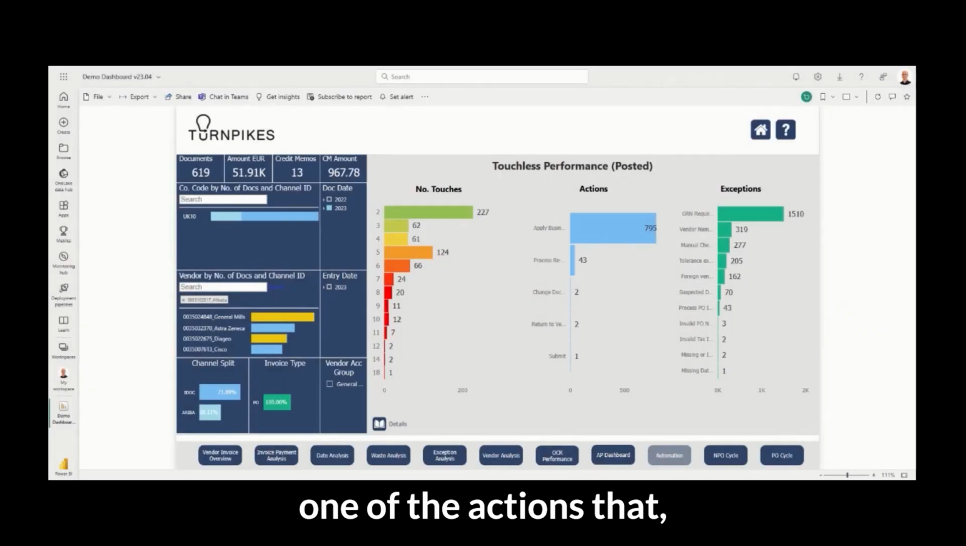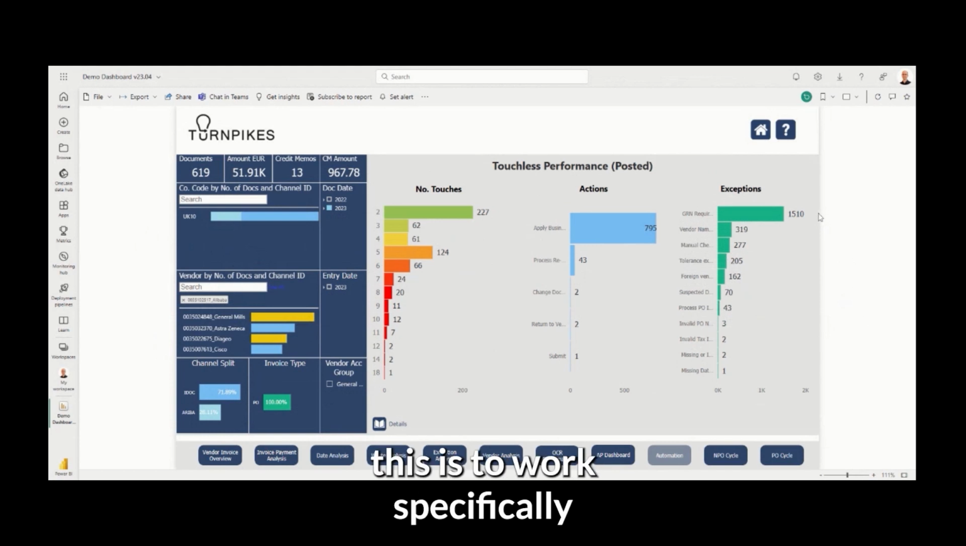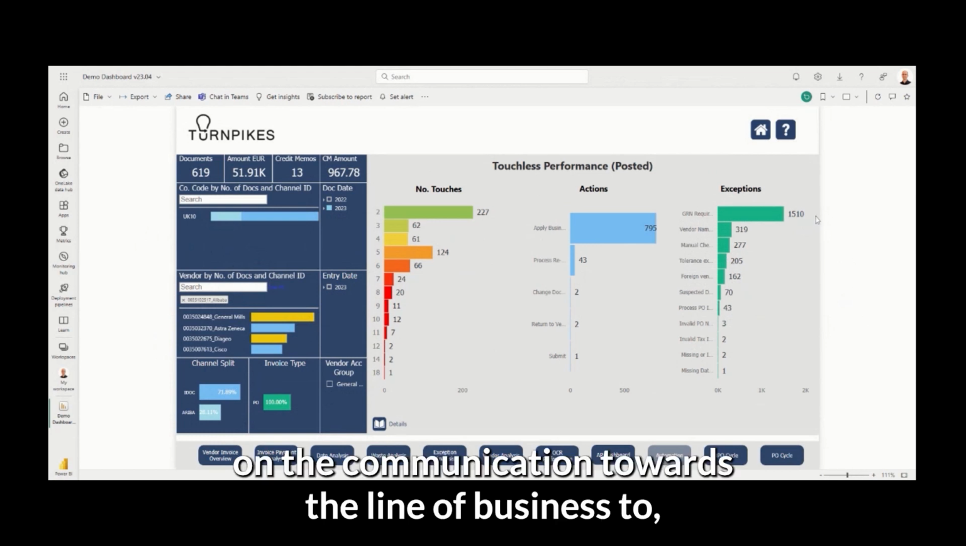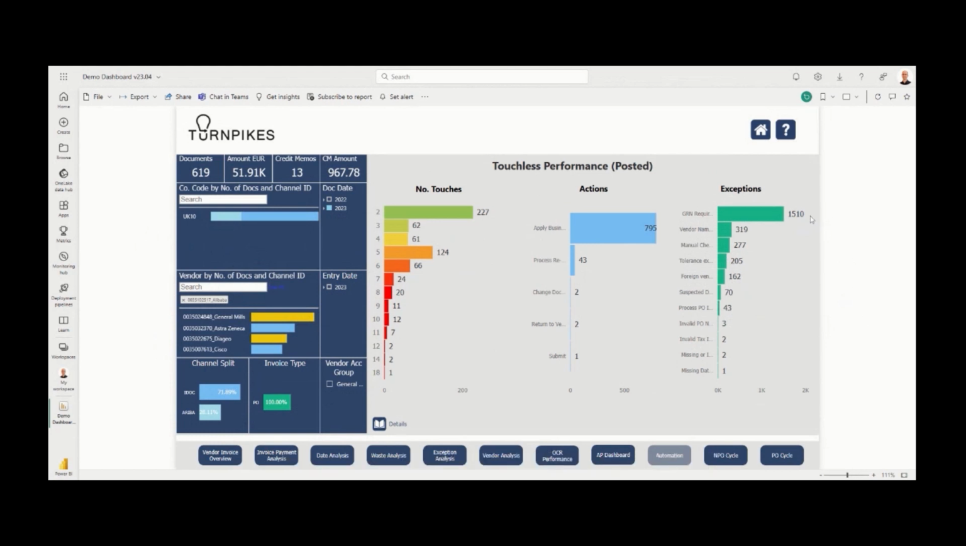One of the actions that a business analyst or AP manager could take away from this is to work specifically on the communication towards the line of business, to do the goods receipts more often, to be just on top of this task.